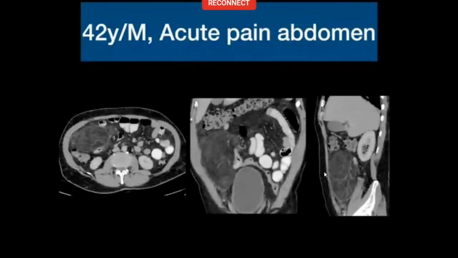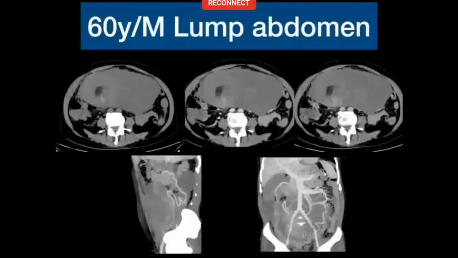More common would be something like this, okay, which is a liposarcoma. Always remember that even a lesion which shows pure fat density in an adult can be a well-differentiated liposarcoma. So fat containing lesion, mesentery of small bowel, again, look at the vascular involvement.